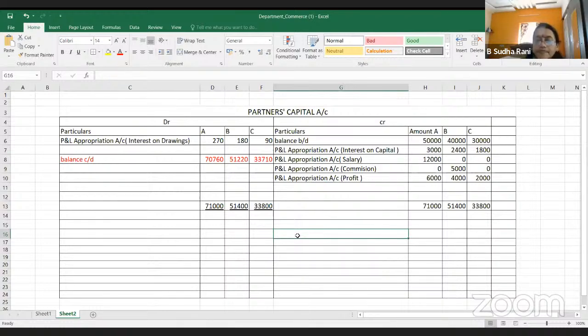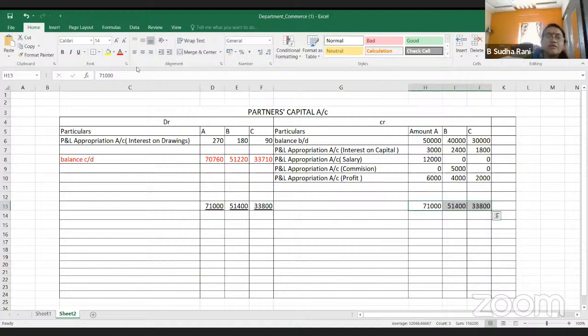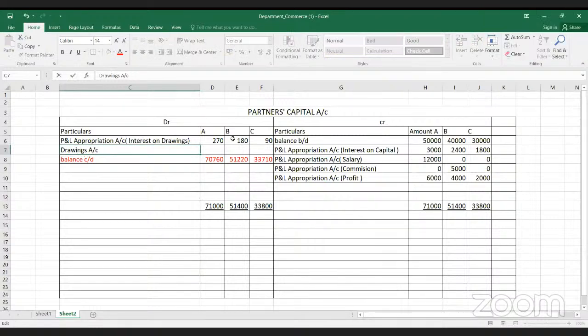Ma'am, what about the drawing amount? We don't have to calculate the drawing amount. Drawings are there now. We need to take drawings. What is the drawings given? What's the amount of drawings given? Anyone took the screenshot? 6,000, 4,000, 2,000.